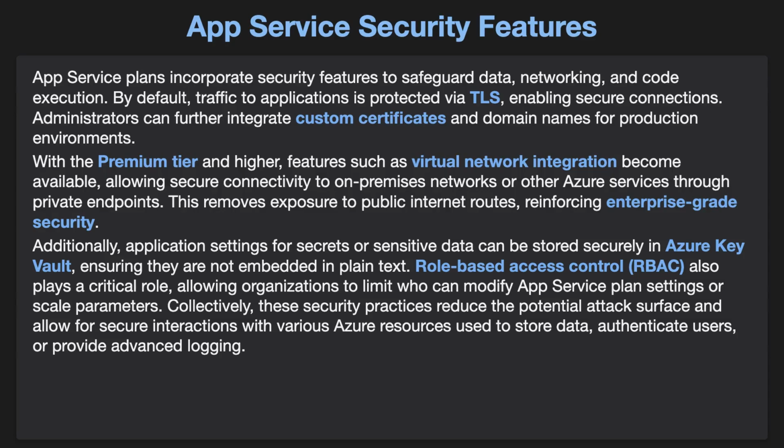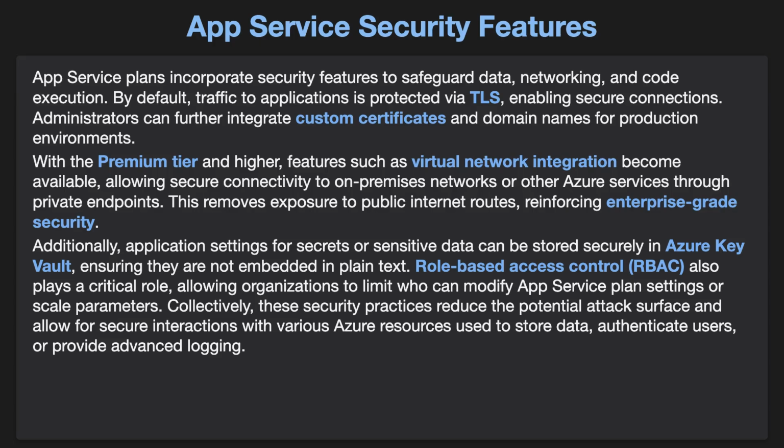App service plans incorporate security features to safeguard data, networking, and code execution. By default, traffic to applications is protected via TLS, enabling secure connections. Administrators can further integrate custom certificates and domain names for production environments. With a premium tier and higher, features such as virtual network integration become available, allowing secure connectivity to on-premises networks or other Azure services through private endpoints. This removes exposure to public internet routes, reinforcing enterprise-grade security.